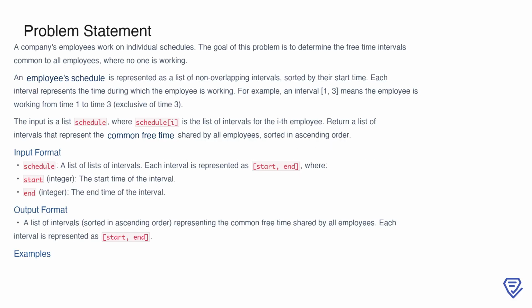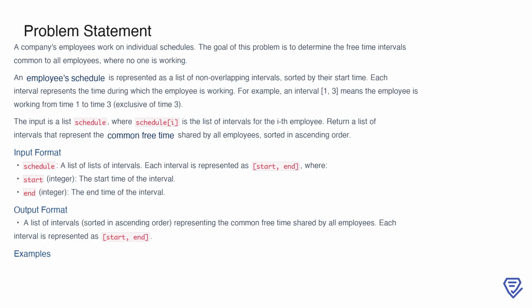In this problem, we are tasked with identifying the free time intervals that are shared among all employees in a company. Each employee's schedule is represented as a list of time intervals during which they are working. These intervals are non-overlapping and sorted by their start time. For example, an interval like 1, 3 means the employee is working from time 1 up to, but not including, time 3. The input to the problem is a list called schedule, where each element corresponds to the list of intervals for a specific employee.